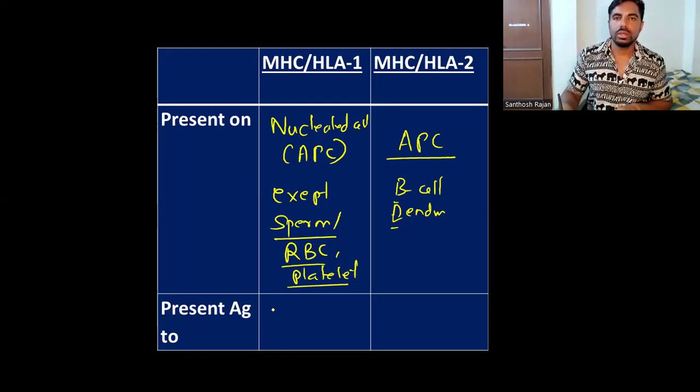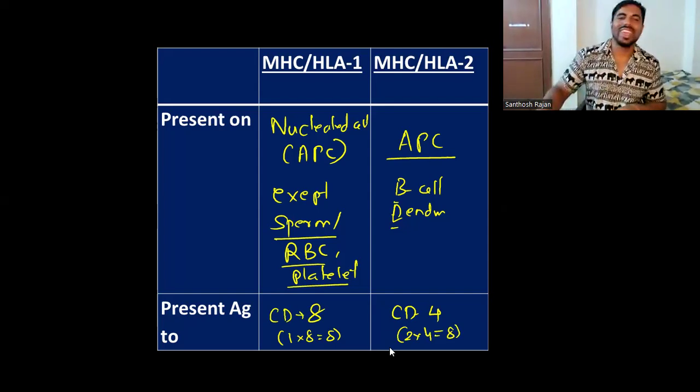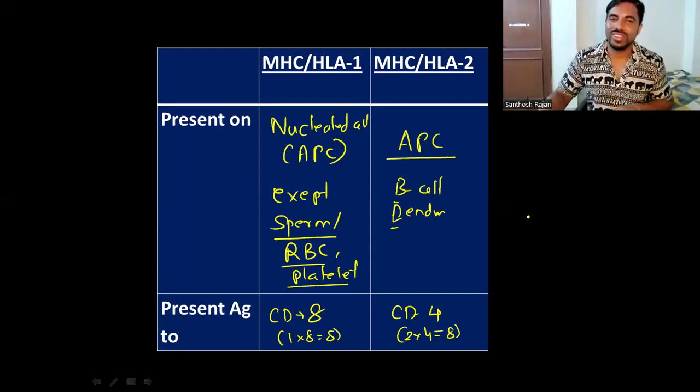This will be CD8. 2 will be presenting to CD4 because 1 into 8 is equal to 8. Here, 2 into 4 is also equal to 8. Make sure you get 8. That's it. Very simple. Don't think too much. It's very, very simple.